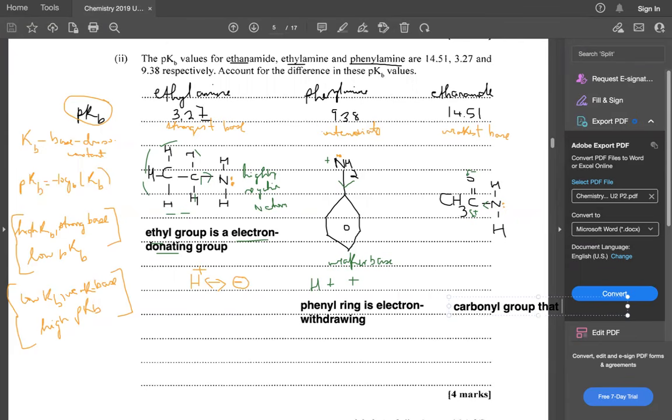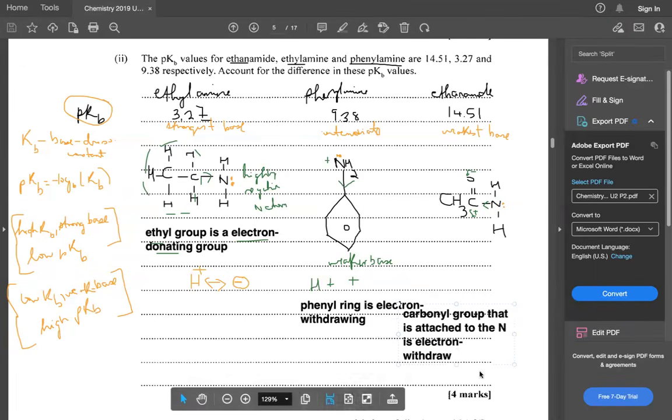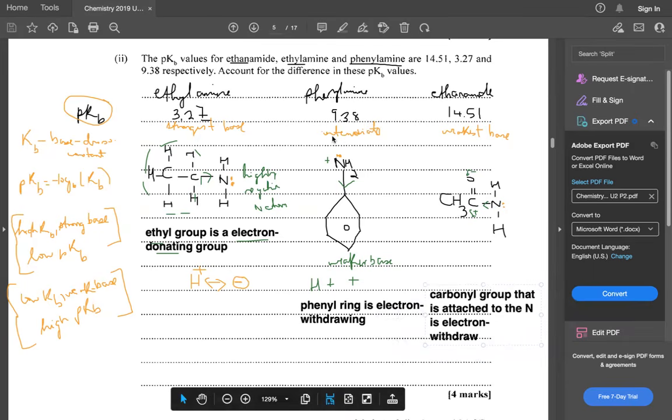carbonyl group that is attached to the nitrogen is electron withdrawing, right? So it pulls those negative charges to itself. It's gonna make our nitrogen positive, more positive than it would have been ordinarily, or as compared to the case of ethylamine. And so it's going to make this nitrogen more positive, right?